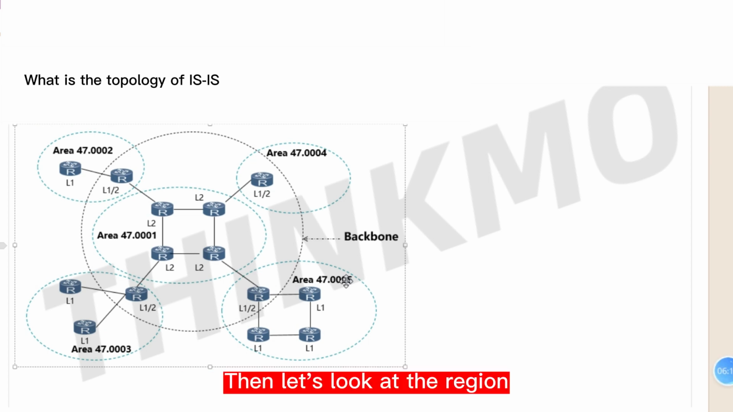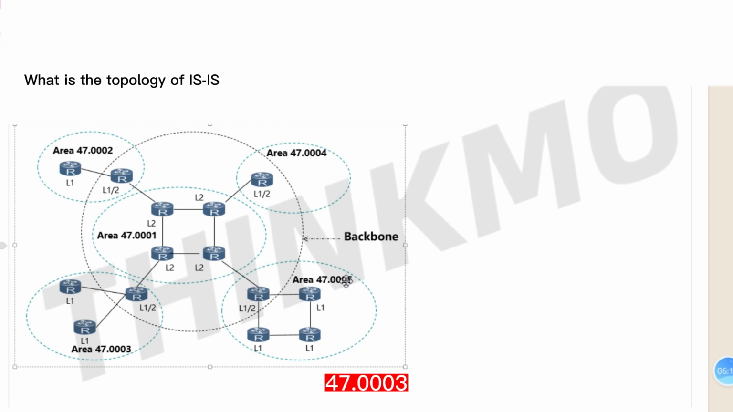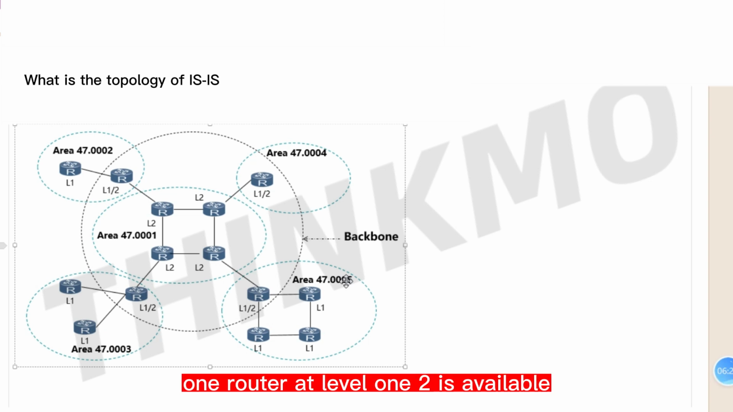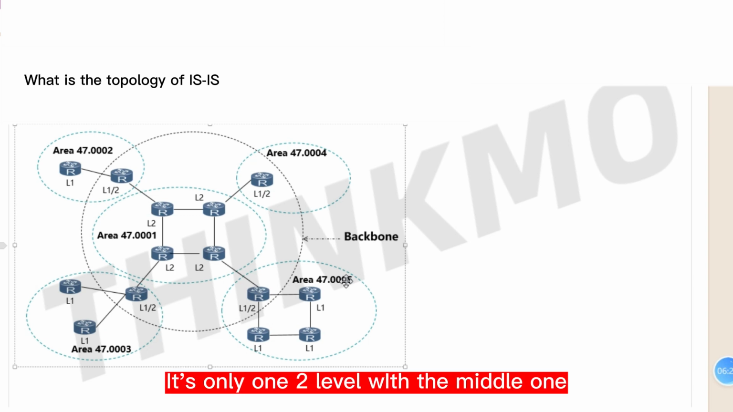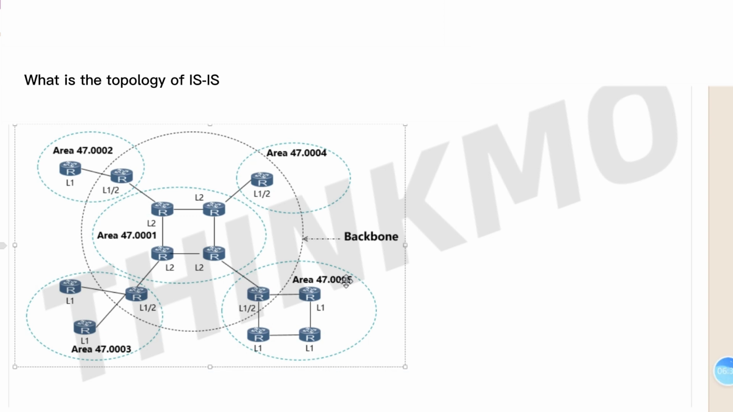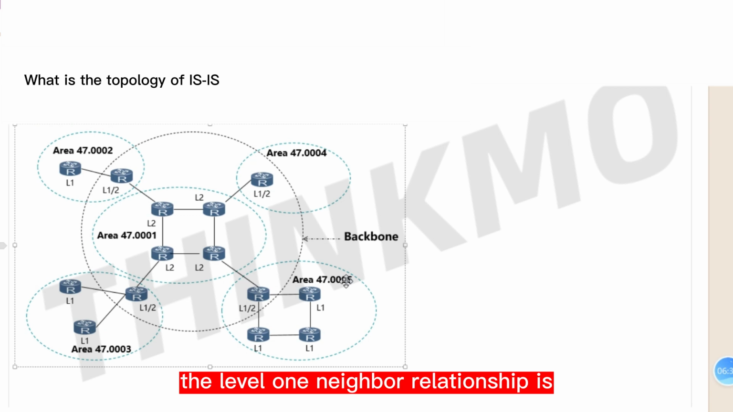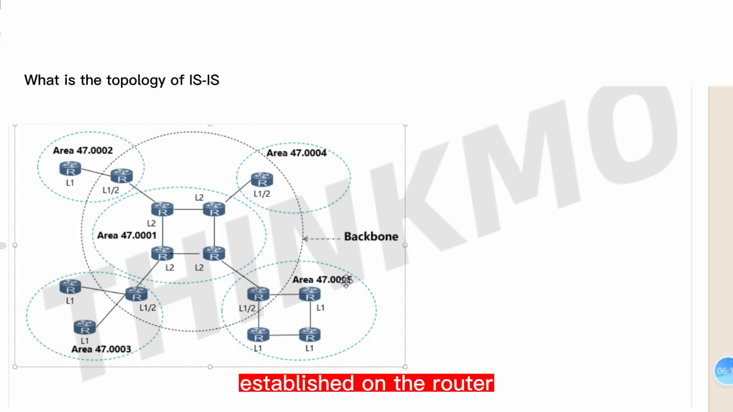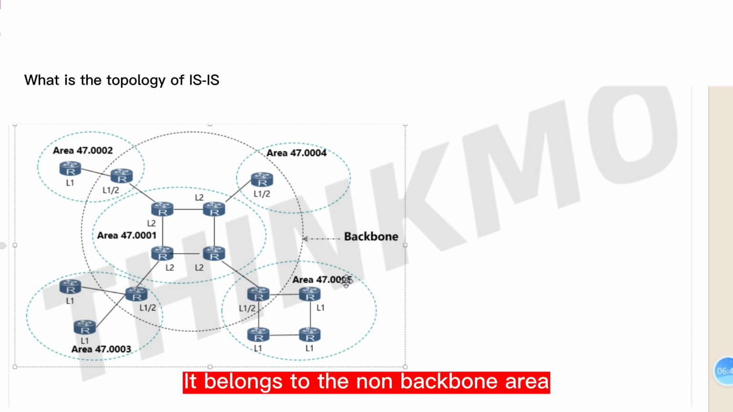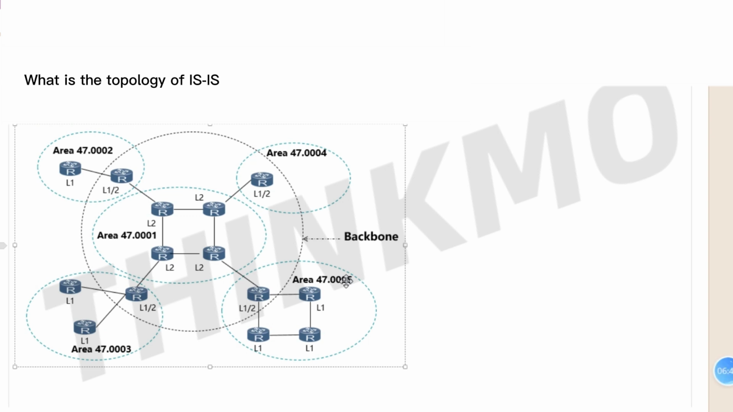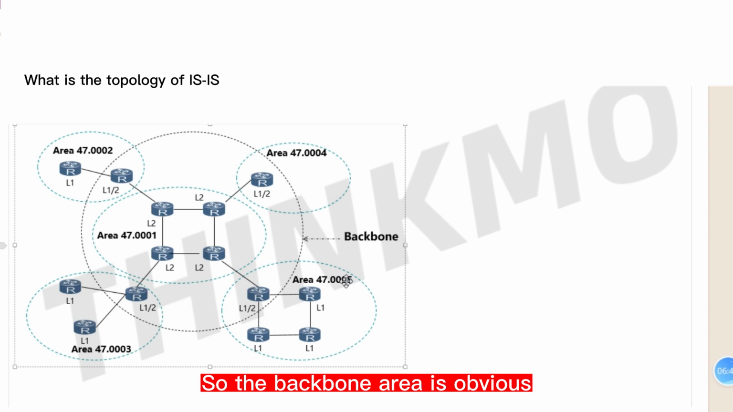Then let's look at area 47.0003. Level 1 has two routers. One router at level 1-2 is available. So these two routers only establish a level 1 neighbor relationship with the middle level 1-2 router. So the 47.0003 area belongs to the non-backbone area. The same is true for 47.0005.